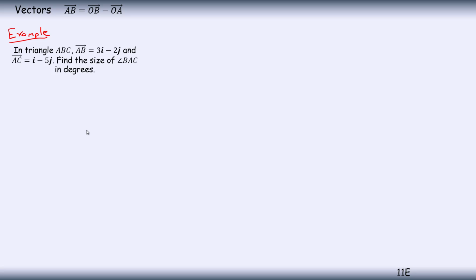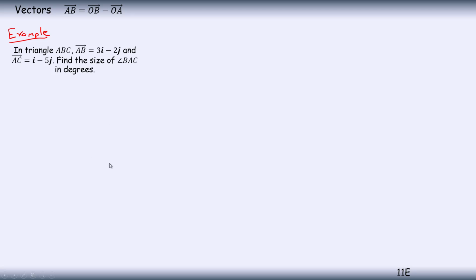Okay, second example. We've got a triangle ABC. The vector AB is given by 3i minus 2j, and the vector AC is given by i minus 5j. Find the size of the angle BAC. So the angle A is what we're looking for. First things first, always draw it.